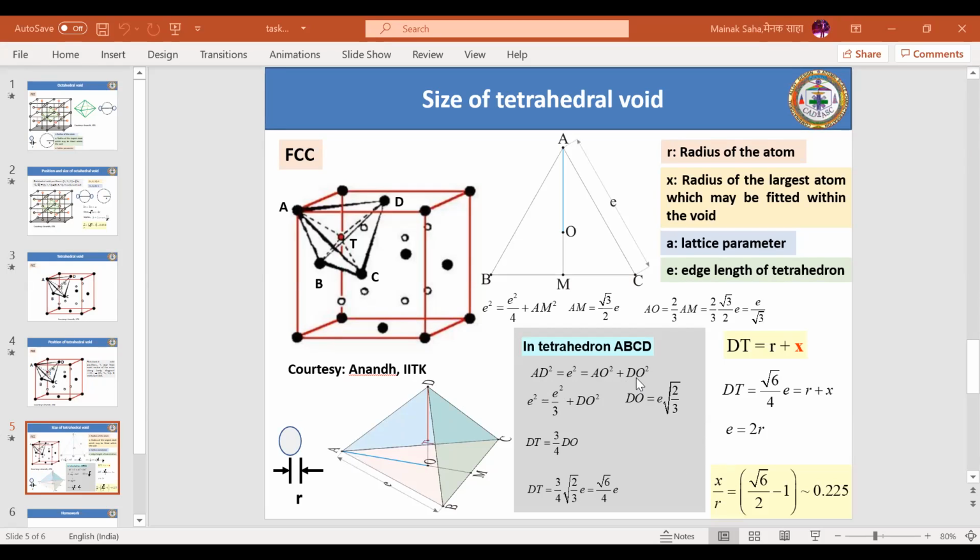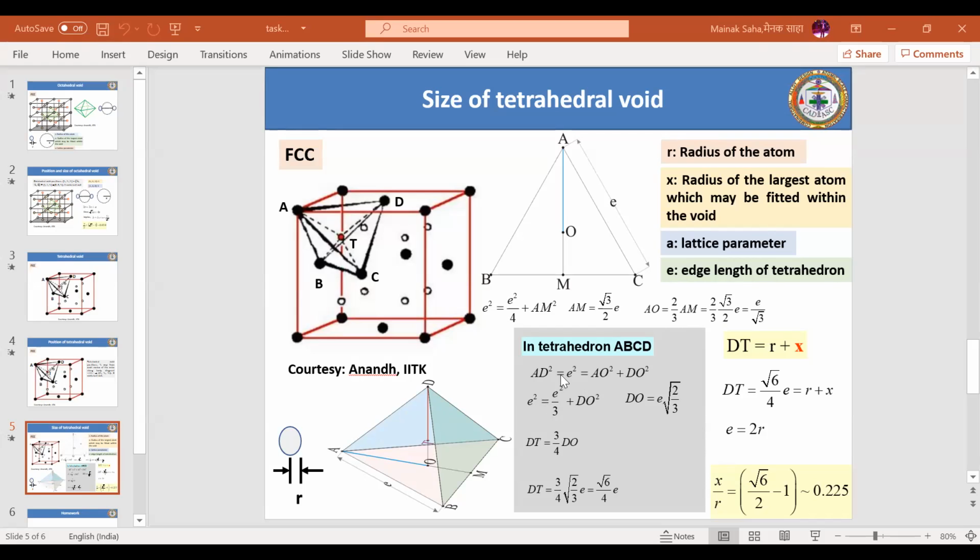This is understandable, right? You can understand this? Yes, sir. Okay. So AD square is equal to DO square plus AO square. So E square. What is E square? AD is the length E, the base length of the tetrahedron.